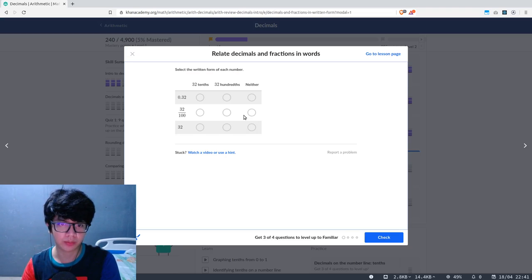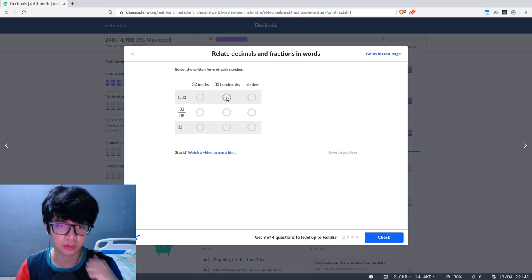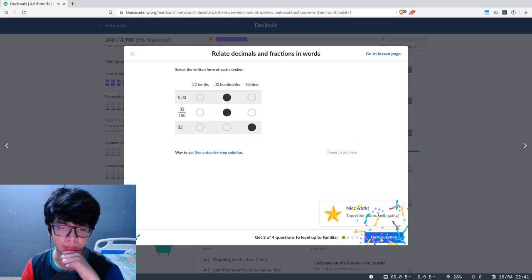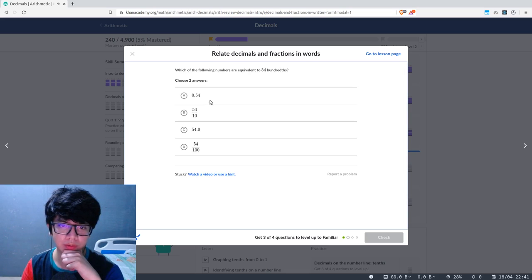Select the written form of each number. This is 32 hundredths. This is 32 hundredths. Neither. Which of the following numbers are equivalent to 54 hundredths? This one. And this one.